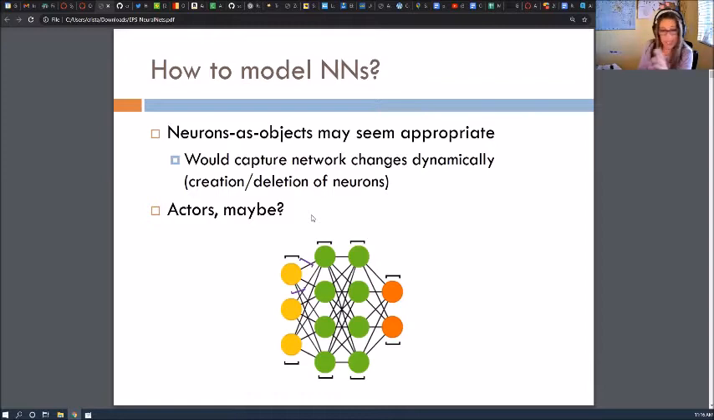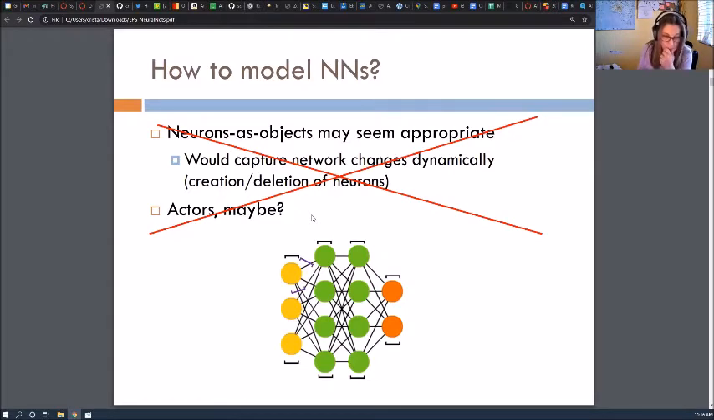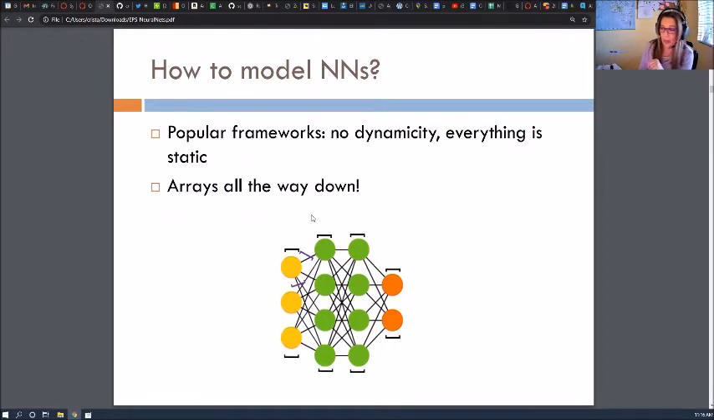But that is, however, not how these things are implemented at all. That kind of design is not part of the popular APIs that are out there. So how do they do this? Basically, there's no dynamicity. Everything is static, and it's arrays all the way down. Fixed-size data all the way down. There's nothing dynamically created. You decide the shape of your network, the architecture, how many layers, how many neurons in each layer. That's a decision that is done upfront.